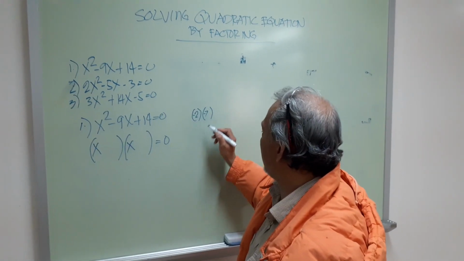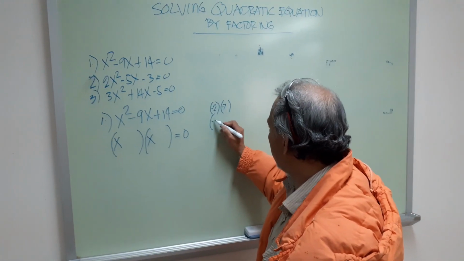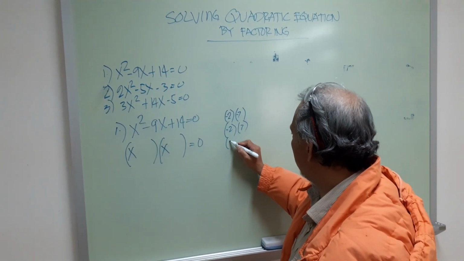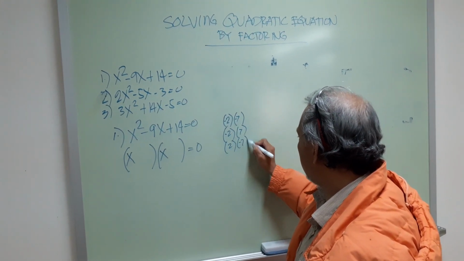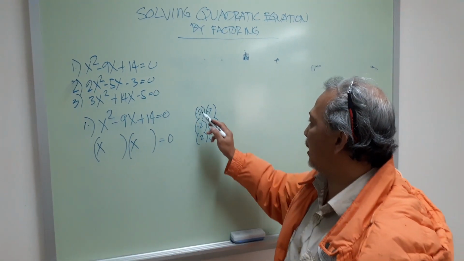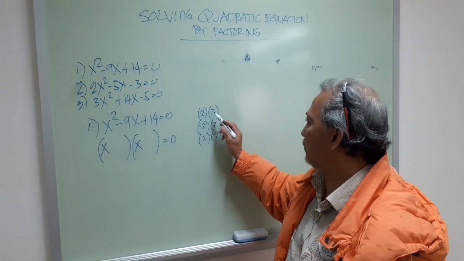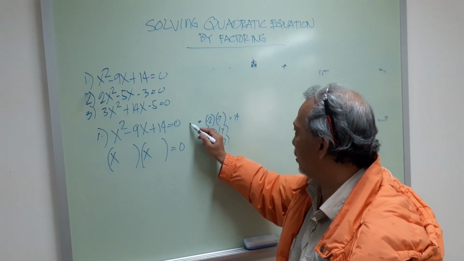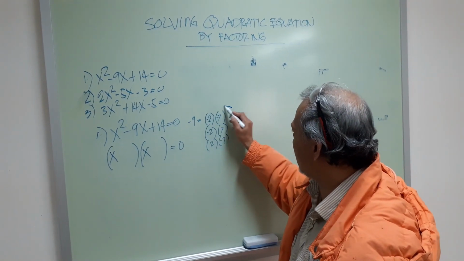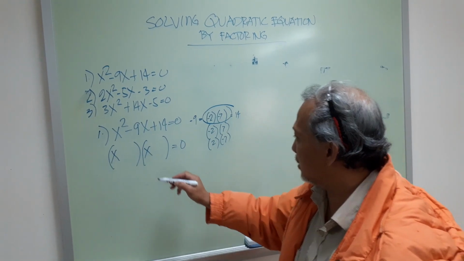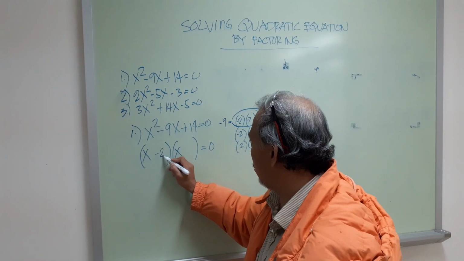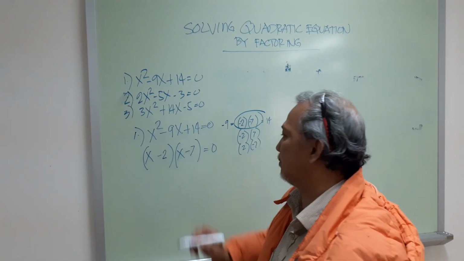2, negative 7 and negative 2, positive 7 and positive 2, negative 7. Okay, so negative 2 times negative 7 is 14. Let's add. It's equal to negative 9. So this is the correct one. You can place it in any order: negative 2 and negative 7.